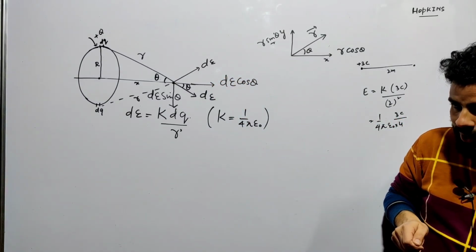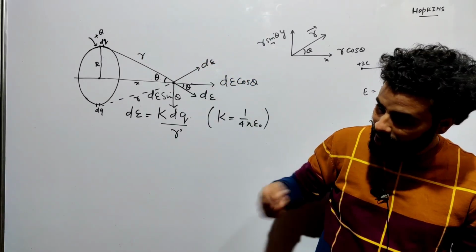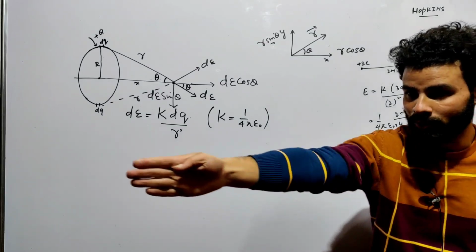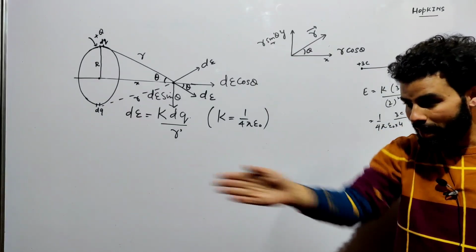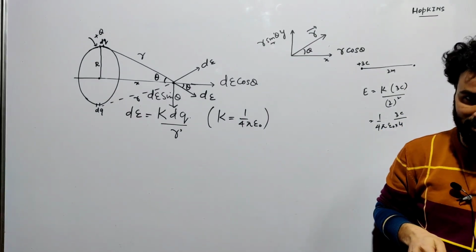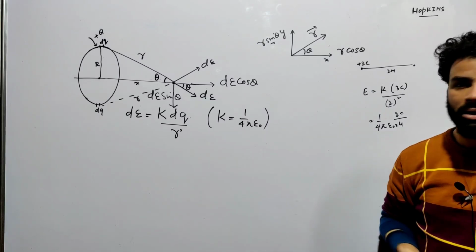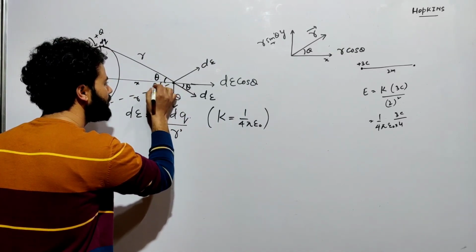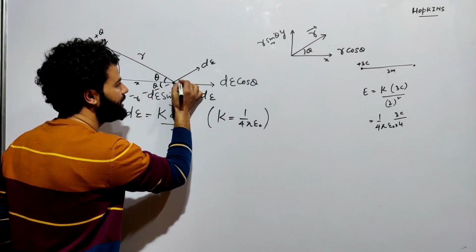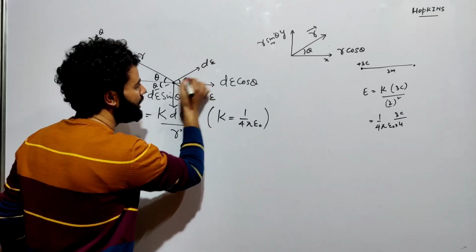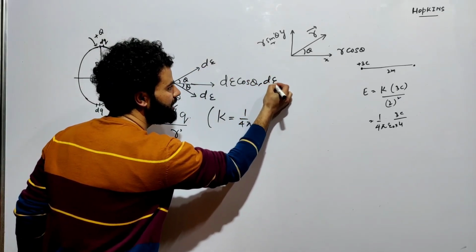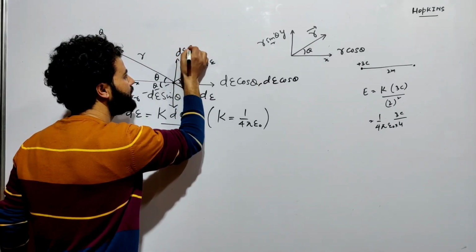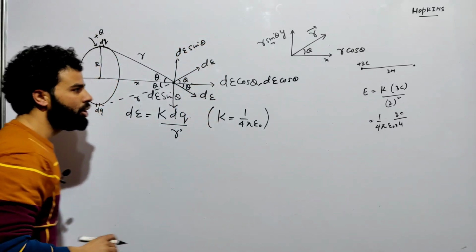Suppose this point is making some angle theta with the top point, and this point would be making the same angle with this point, because we're measuring the angle with that axis, the axis passing through the origin. So this would be theta as well, and this would be theta, vertically opposite angles, and its component would be dE cos of theta in this direction and dE sine of theta in this direction.